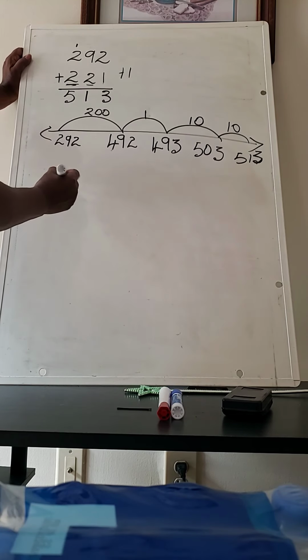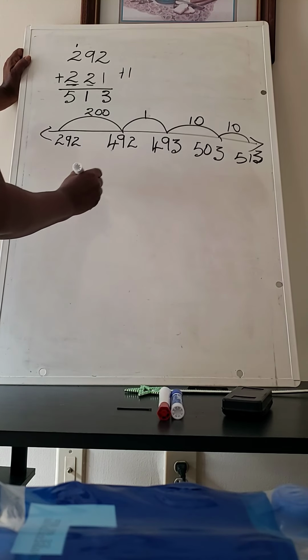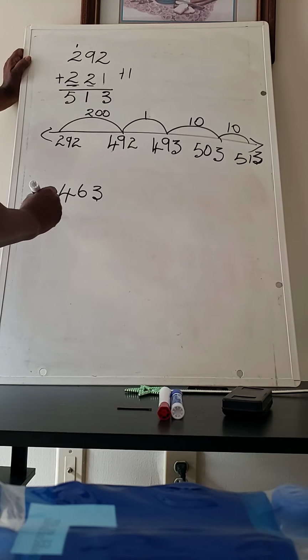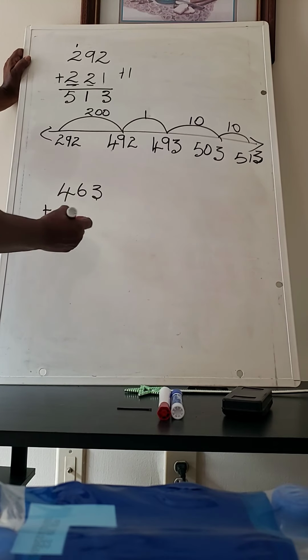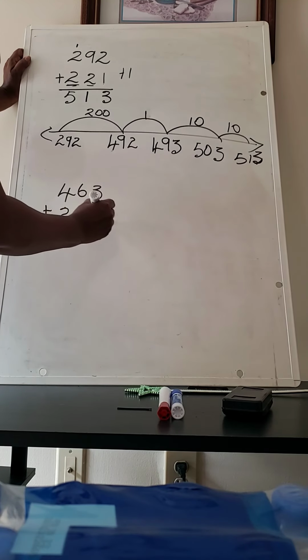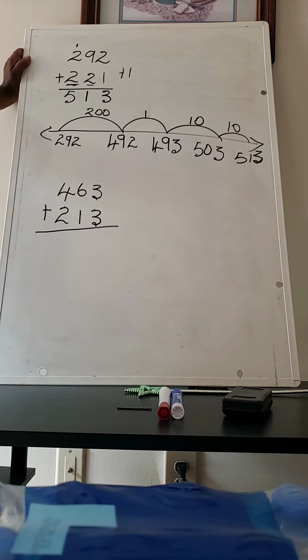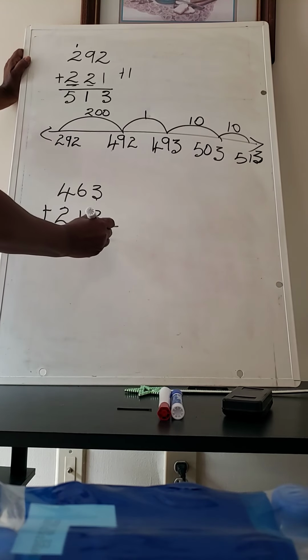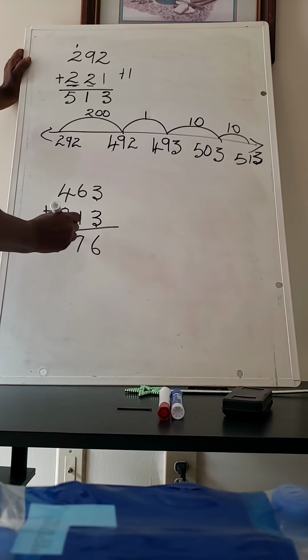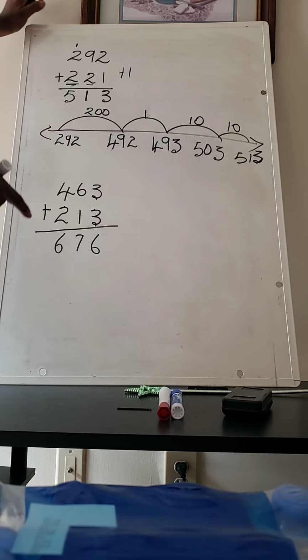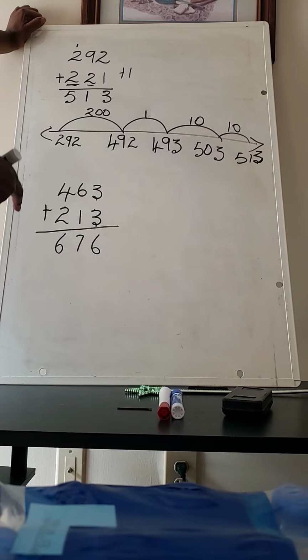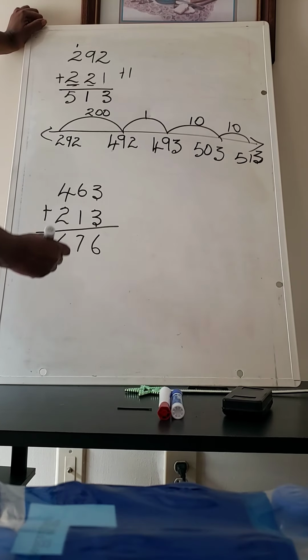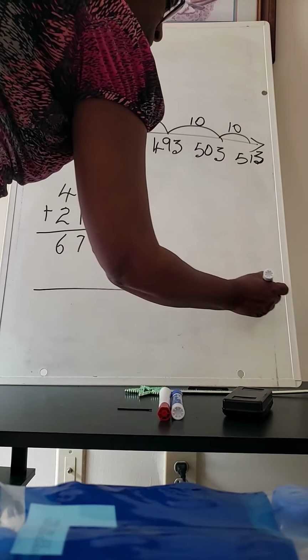Let us say we had 463, and we're adding to that 213. 3 and 3, 6. 6 and 1, 7. 4 and 2, 6. We did not need to make a 10 in any of these because we did not have 10. But we can also show this on the number line.